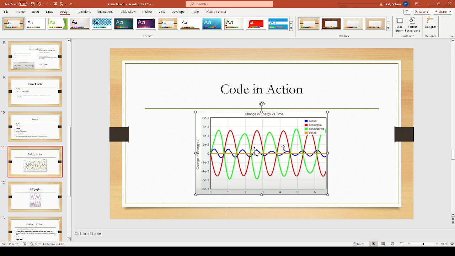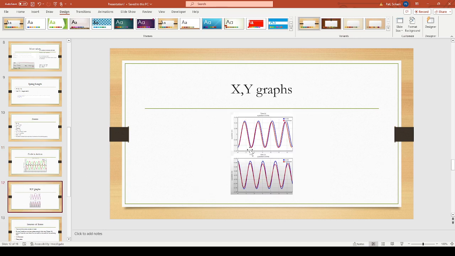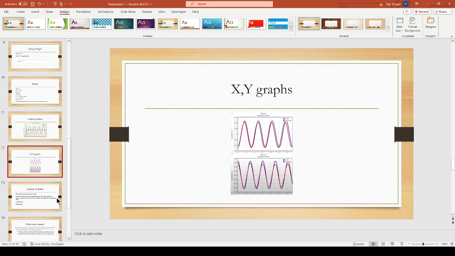There's delta K, delta U of the spring, and delta E, which is 0, which is what it should be. These are our X position graphs and our Y position graphs.